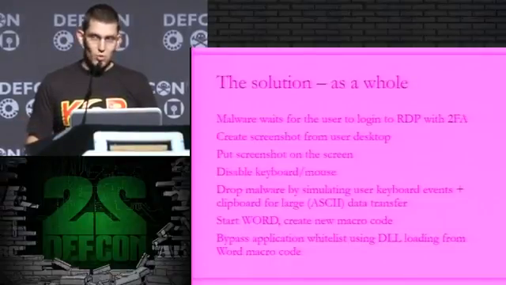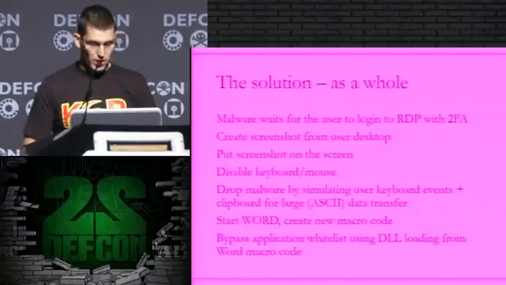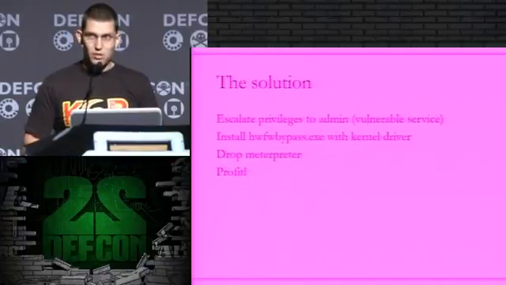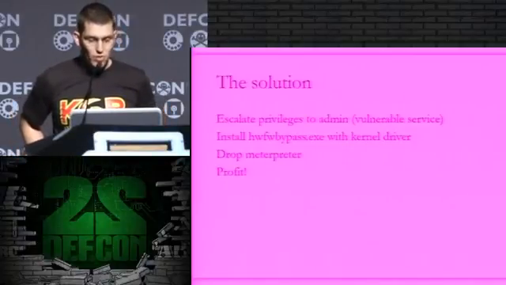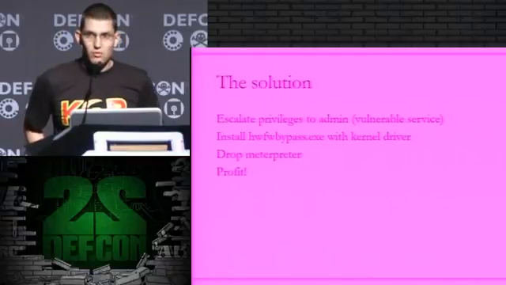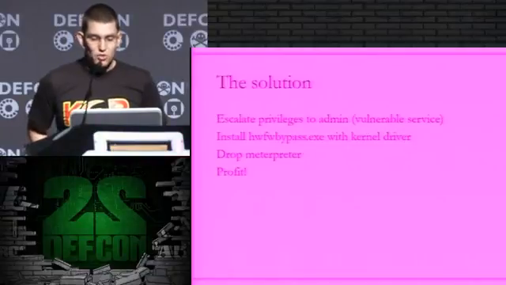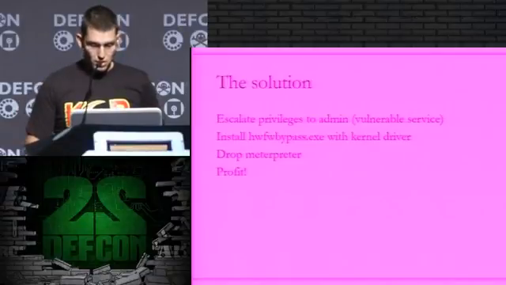The Visual Basic code will load the DLL to bypass the application whitelist. I can escalate my privileges to admin level by exploiting a vulnerable third-party service. I can install my kernel driver with the admin privileges. I can also start my favorite bind shell, which was a Meterpreter in my case, and it's done.